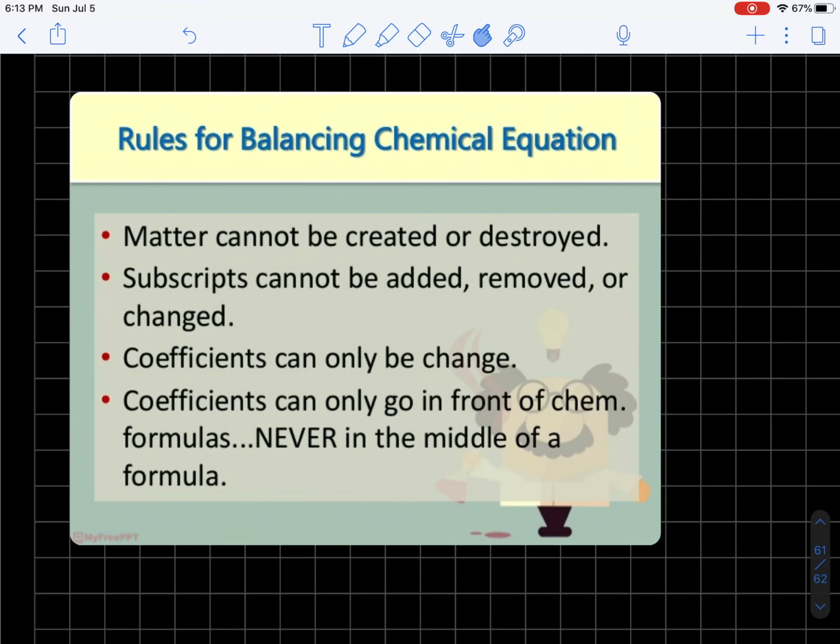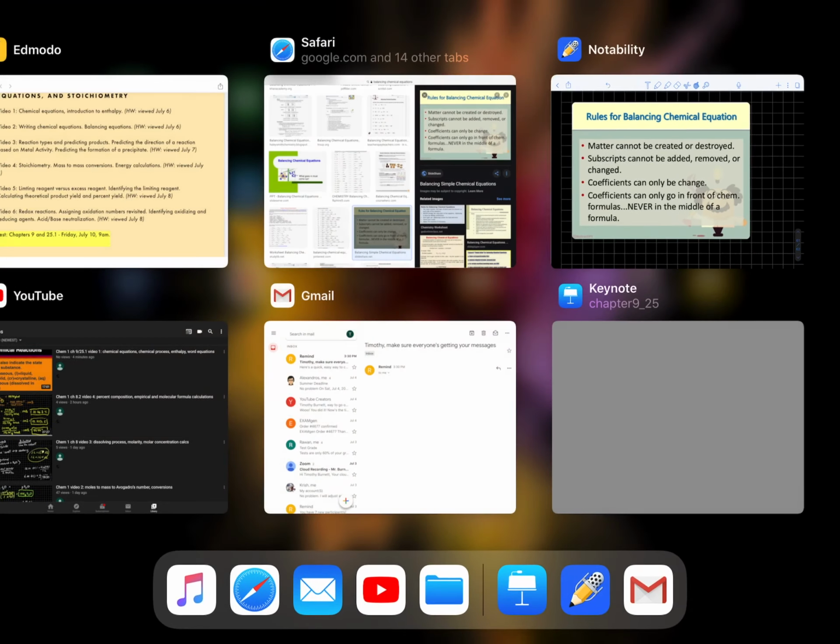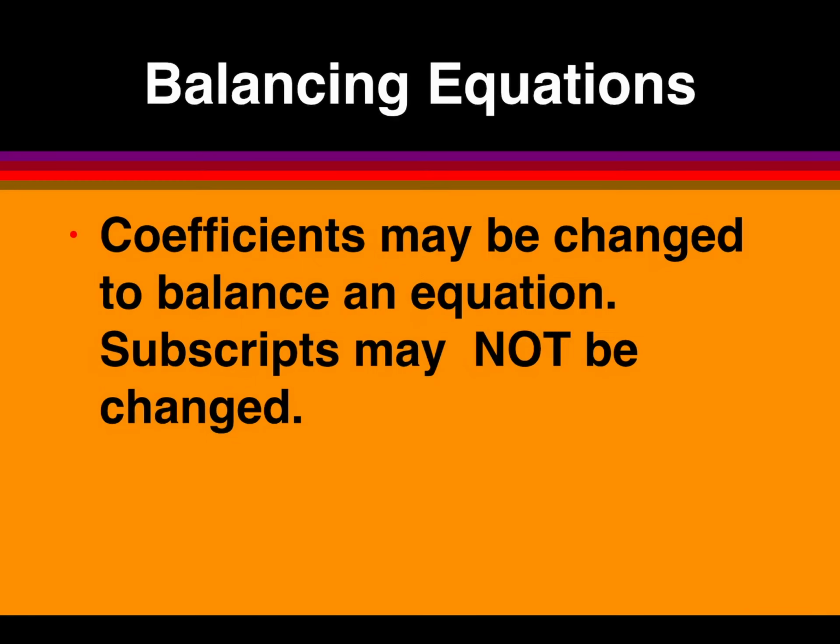Okay, so what are the rules for balancing equations? Again, balancing equations is supposed to show that matter is neither created nor destroyed. You cannot change the subscripts in the formulas. So if you can't create the correct formulas from chapter 7, you're going to have a hard time in this chapter. The molar coefficients can be changed, but you can only put a coefficient in front of the formula. You can't put it halfway in between the formula. That would be kind of silly.